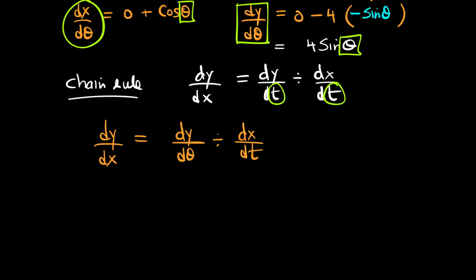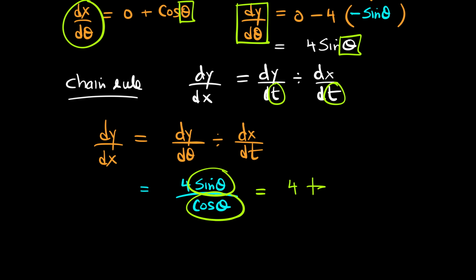This is dy by d theta, which is 4 sine theta. This is dx by d theta, which is cosine theta. So therefore we have 4 sine theta divided by cosine theta. We have the knowledge from trigonometry, sine over cos is tan. So we are left with 4 tangent theta. This is the expression for dy by dx.